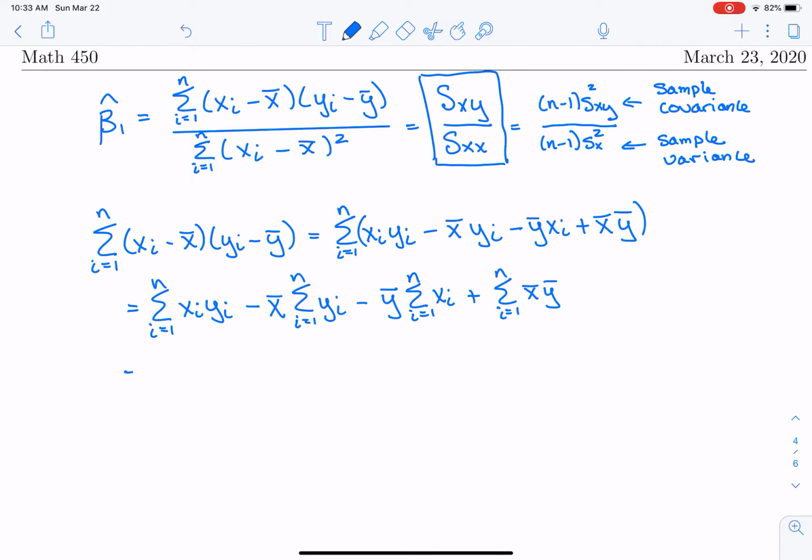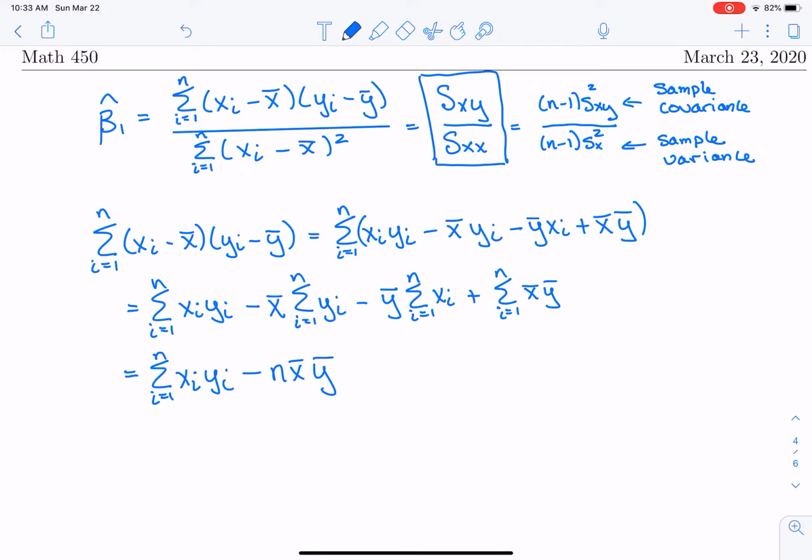So what's going to happen here? So this will be the sum from i equals 1 to n of x sub i, y sub i, minus, so we have a sum of y sub i's, and we know that the sum of y sub i's we can write as n y bar.